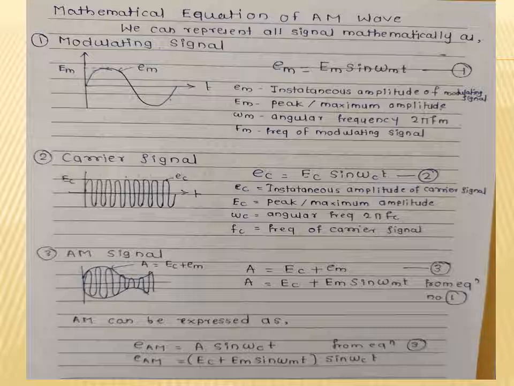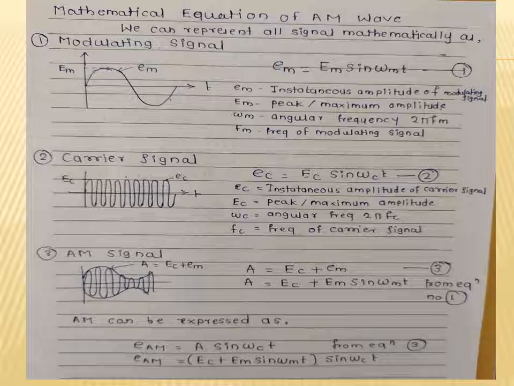See the first diagram. Capital E_m is the amplitude, and small e_m is the instantaneous amplitude of the modulating signal. There are two e_m's: the first is capital E_m and the next is small e_m. Only the E is capital and small. Capital E is considered the amplitude, and small e is considered the instantaneous amplitude of the modulating signal.